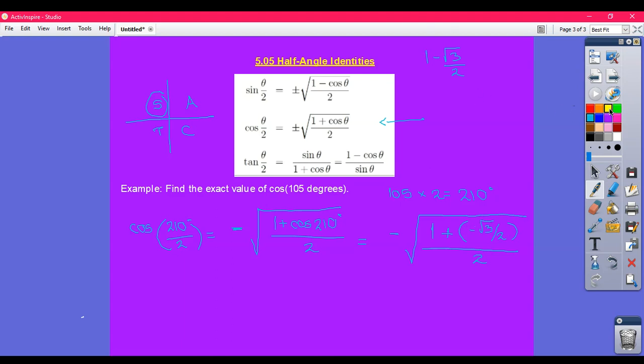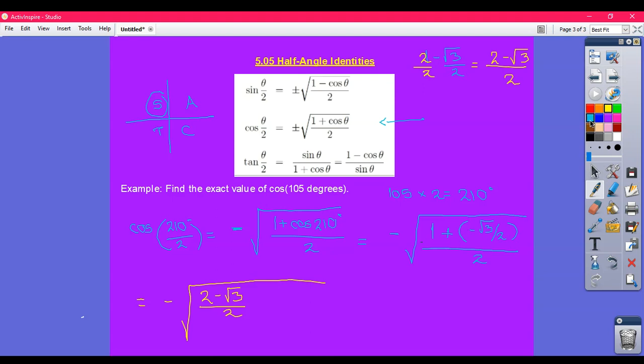And I think we can all agree that instead of using the 1, I'm going to change this into 2 over 2, which is still 1. But in this case, I can apply common denominators. So simplifying the numerator, I'll get 2 minus square root of 3 all over 2. And I'm going to bring this back down. So I'm going to bring down the negative, bring down the square root, 2 minus square root of 3 over 2.